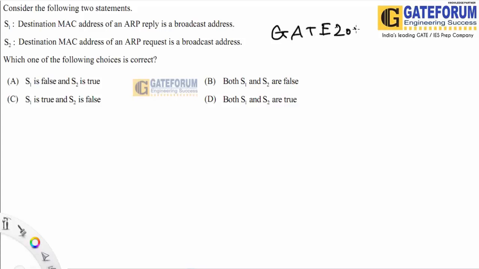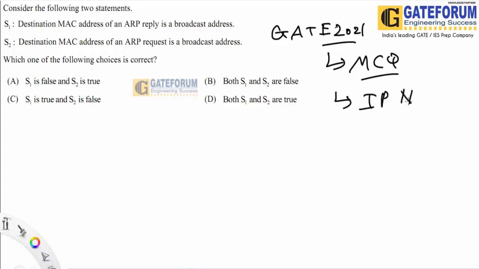Okay, it's a GATE 2021 simple question. It is a very simple MCQ-based question which was asked on ARP request and reply. It's related to IP, or Internet Protocol networks, or you can say it's related to the network layer protocols concept. Okay, the question is pretty simple.